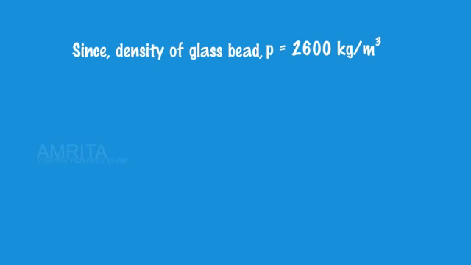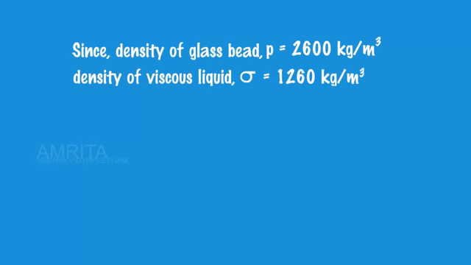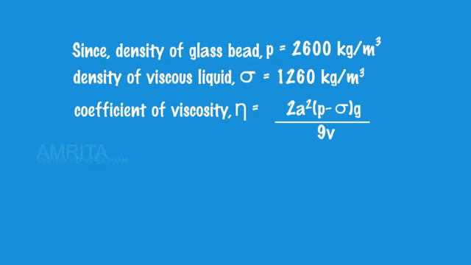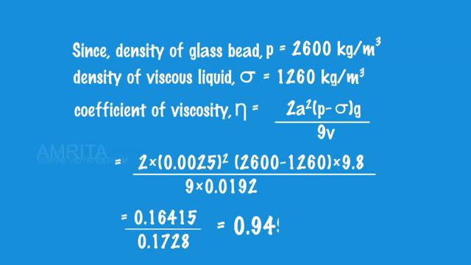Since the density of the liquid sigma is 1260 kilograms per meter cube and the density of the glass bead rho is 2600 kilograms per meter cube, the coefficient of viscosity of the liquid can be calculated in each case using the equation eta is equal to 2/9 into r squared g into rho minus sigma divided by v, and is found to be 0.9499 Newton second per meter square.